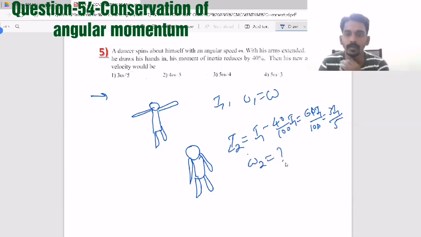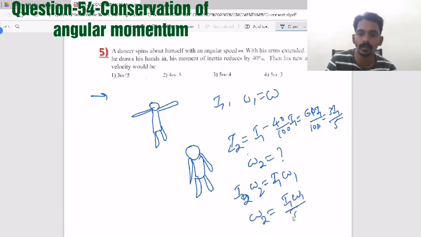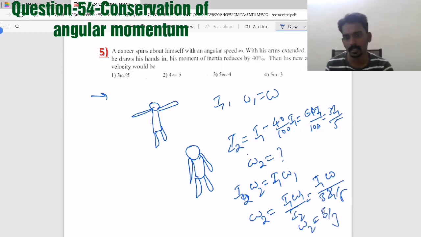See, here also it is a similar question, but the way of giving the data is different. The moment of inertia, they said, decreased by some percentage. So if you understand that sentence, you can make this mathematical equation, then you can solve the question very easily. So again I2 omega 2 equal to I1 omega 1, where omega 2 equals I1 omega 1 by I2. So I1 omega by 3 I1 by 5, and again omega 2 will become 5 by 3, so 5 omega by 3.